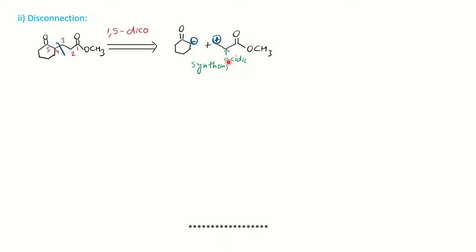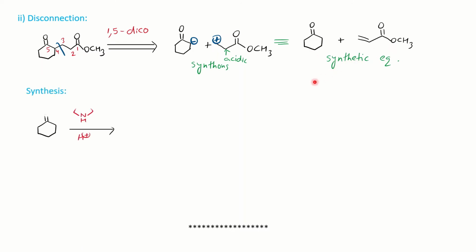As you can notice, this carbon I have mentioned is acidic, and when you do the synthesis, it can easily eliminate a proton and form a double bond. So make a note: whenever you have done a 1,5 disconnection, one of the synthetic equivalents you can straightforwardly write as an alpha beta unsaturated compound. Now these are the two starting materials which we got, and we'll use the two for the synthesis.